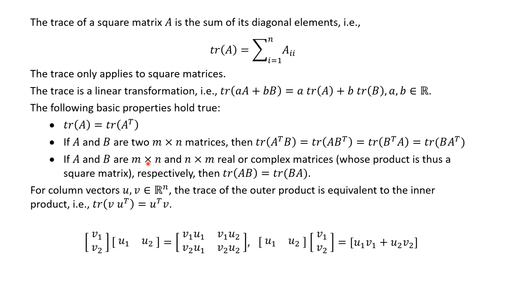And then if A and B are M by N and N by M, real or complex matrices whose product is thus square, we have the trace of AB equals the trace of BA. Then we have another property down here. The trace of the outer product is equivalent to the inner product. So the outer product is this here, where you take a column vector times a row vector. So it's 2 by 1 and 1 by 2 in this case, and you get a 2 by 2 matrix. And then the trace would be the sum of these two here. Then the inner product is you multiply a row times a column vector, and you get this, and you notice that's the same as the sum of the diagonals here.